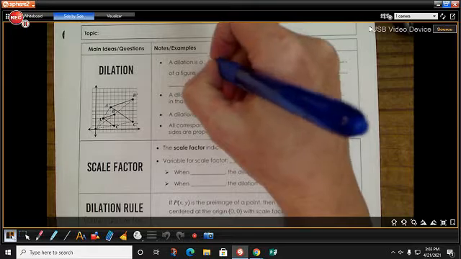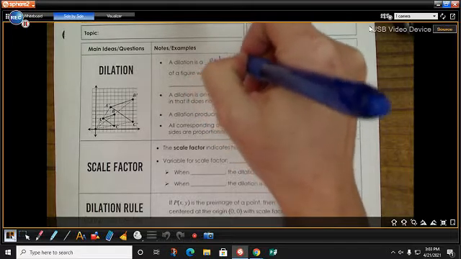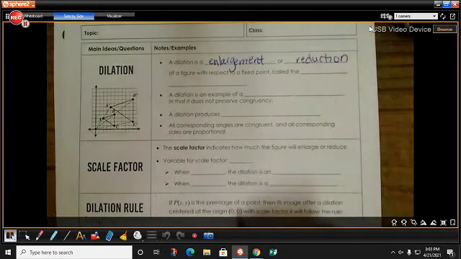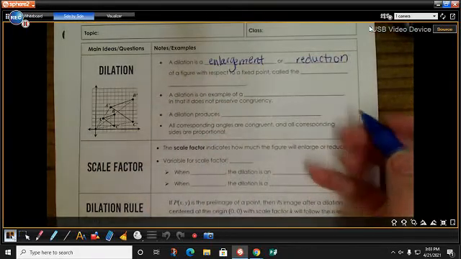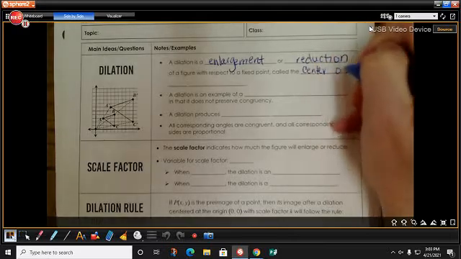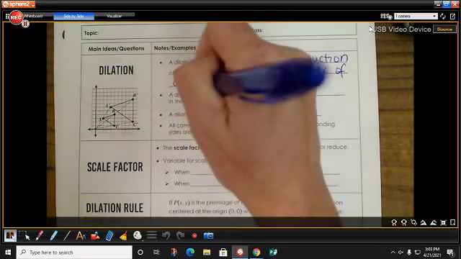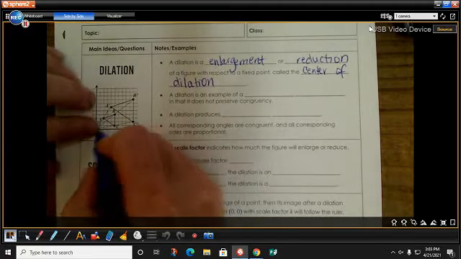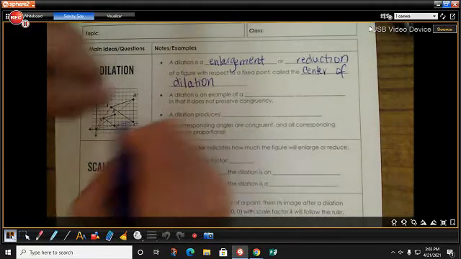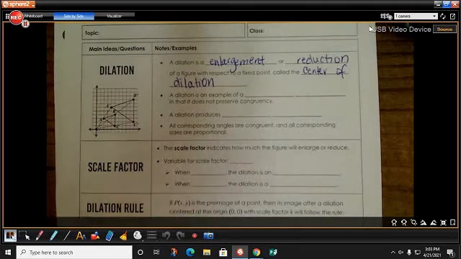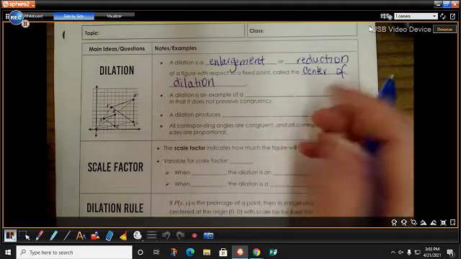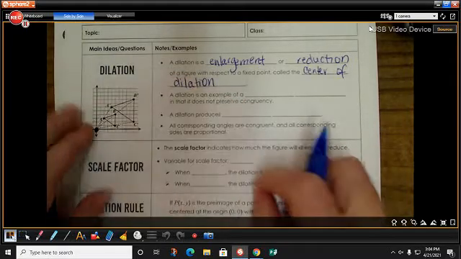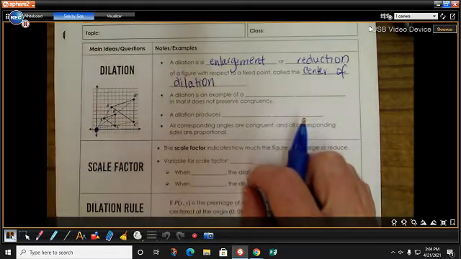So a dilation is either an enlargement or a reduction of a figure. So we're making things bigger or smaller with respect to a fixed point called the center of dilation. Basically, you have a center point, and then you look at your image and make it bigger or smaller going out from that point. For us, we are going to stick with all of our centers of dilation being at the origin and our enlargements or reductions going out from there.